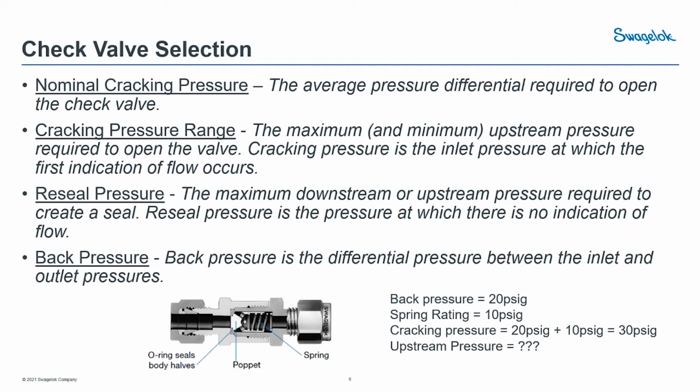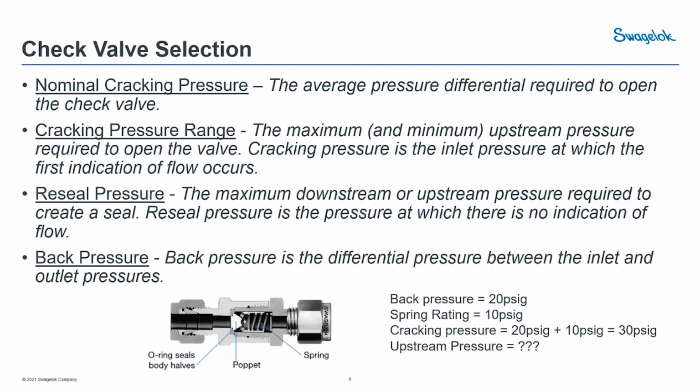The cracking pressure range is your maximum and minimum upstream pressure required to open the valve. The cracking pressure itself is the inlet pressure at which you first get indication of flow. So you have the cracking pressure, and you're also going to have a cracking pressure range. We're going to define that a little more on the next slide. Your reseal pressure is going to be your max downstream pressure, or upstream depending on configuration, required to create a seal. That's the point at which there is no indication of flow. And back pressure is the differential that exists between the inlet and the outlet pressure. That's how much back pressure exists on the unit itself.